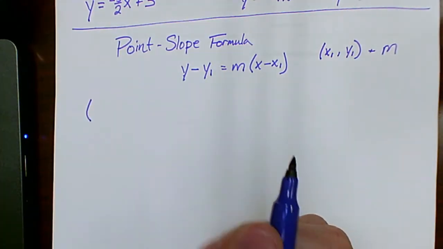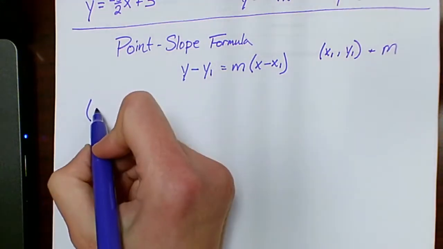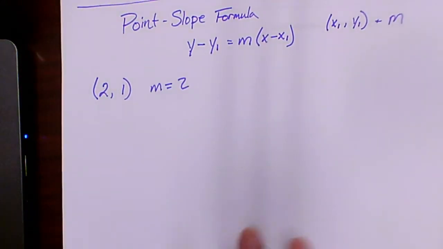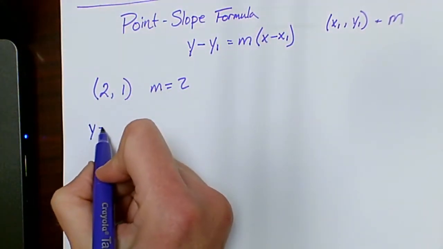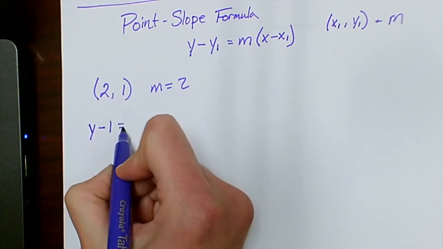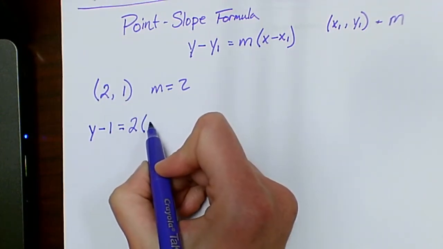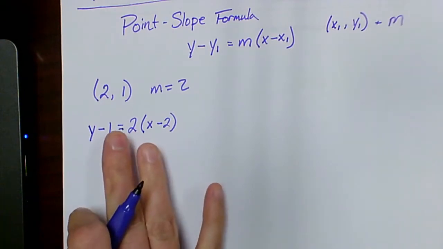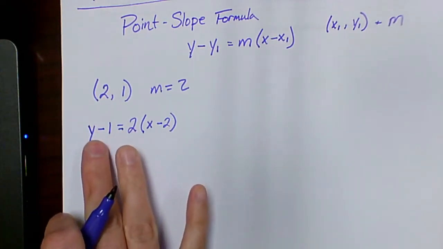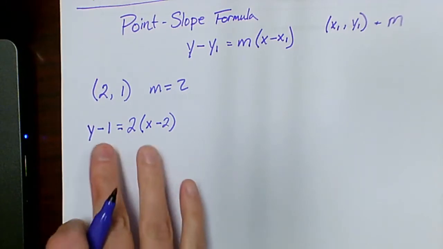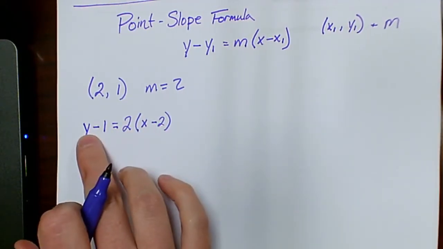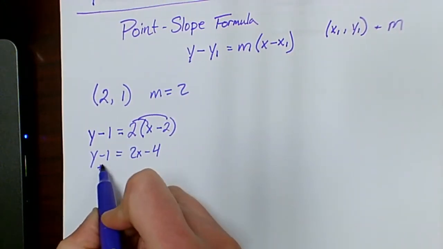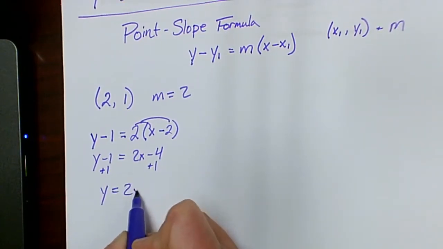So let's find the equation using 2, 1 as a point with a slope of 2. So y minus y1, which would be 1, equals slope, which is 2, times x minus our x1, which is 2. And I love using the point slope formula because when you solve for y, any one of these you do, you're going to distribute and then add or subtract. So we're going to distribute and then add the 1 over, and we are done.